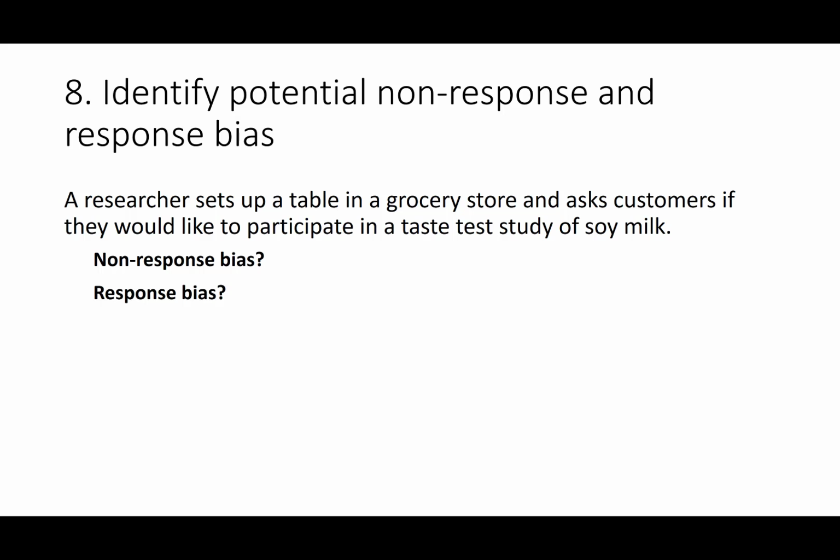In this case, the people who choose to participate may be more likely to be vegans or lactose intolerant. In other words, people who would drink soy milk regularly. Therefore, non-response bias is a potential problem. Now let's consider response bias. Response bias occurs when participants are not honest with their responses. In this case, we may need more information.